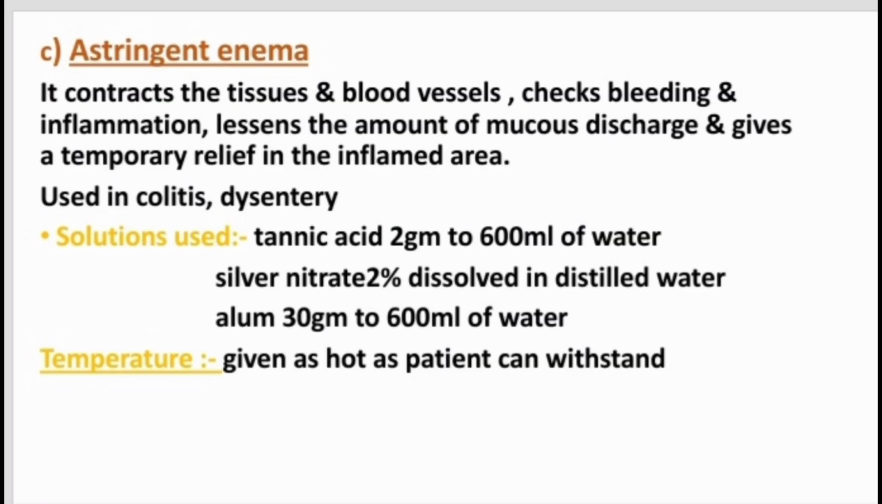Next is astringent enema. It contracts the tissues and blood vessels, checks bleeding and inflammation, lessens the amount of mucus discharge and gives temporary relief in the inflamed area. It's used in colitis and dysentery. The solutions used are tannic acid 2 gram to 600 ml of water, silver nitrate 2% dissolved in distilled water, and alum 30 gram to 600 ml of water. The temperature of the solution is as hot as the patient can withstand.